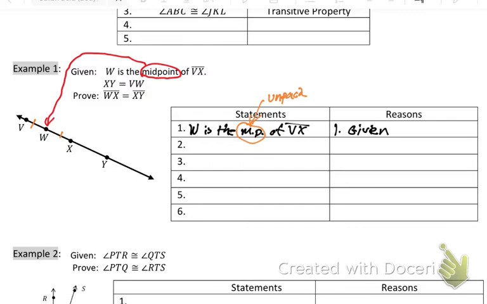Are we clear on that? Okay, so that's the first thing I'm going to do. I wrote the tick marks. My first step is to say what it means. So I'm going to put VW equals WX. Does it matter if you use the congruent symbol? It does a little bit.